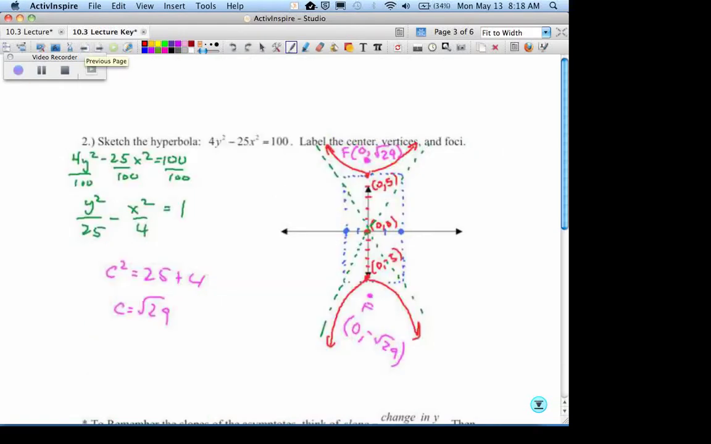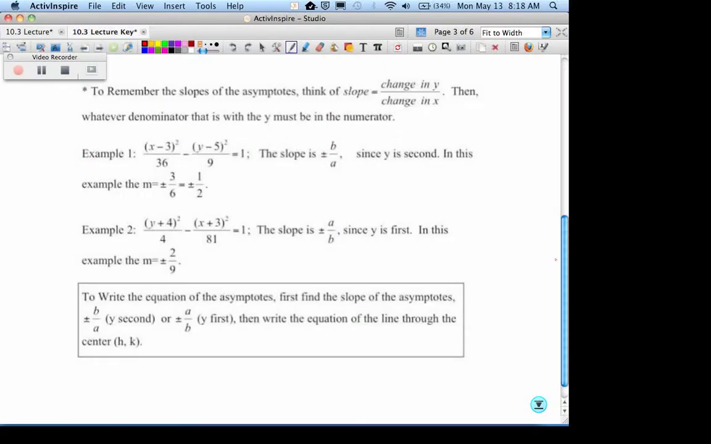I gotta find something here you guys have. This stuff. You may hear people talk about the slopes of the asymptotes, and this is what they're talking about. If your x is first, then the slope is considered b over a. If your y is first, your slope is considered a over b, which I think is really confusing. But if you understand what slope is, it's change in y over change in x, right? So why not just take what's under the y every time and put that on top of the slope? That's really what it is.